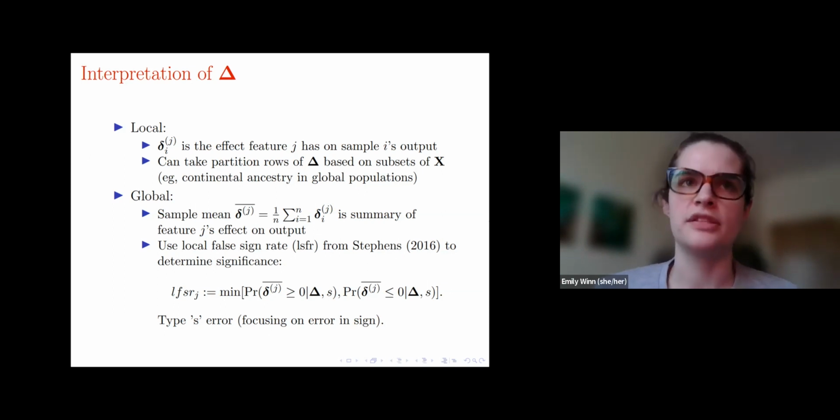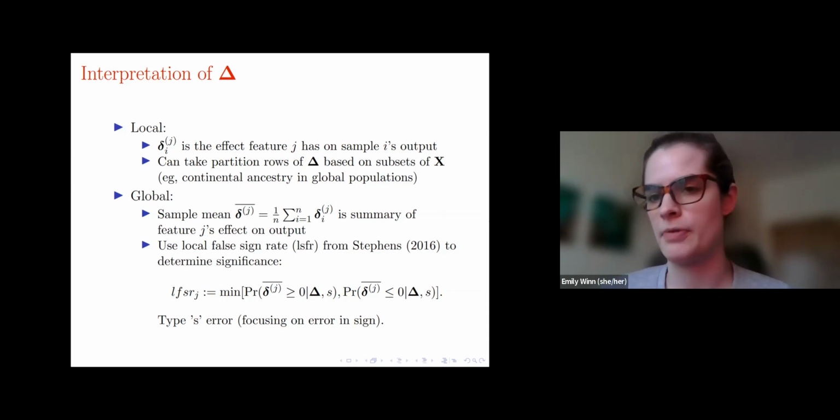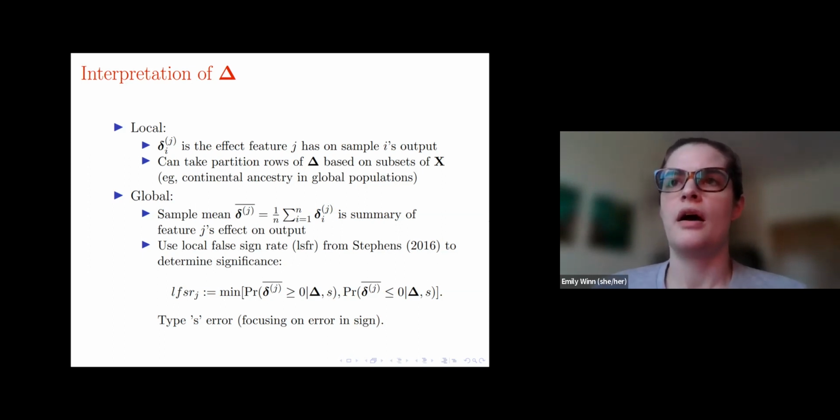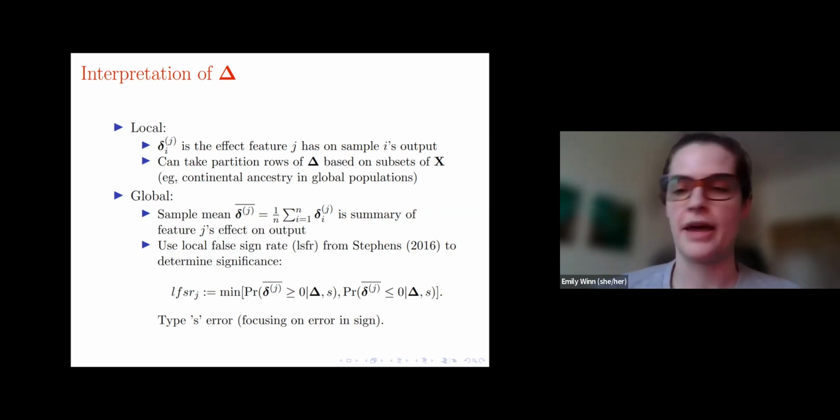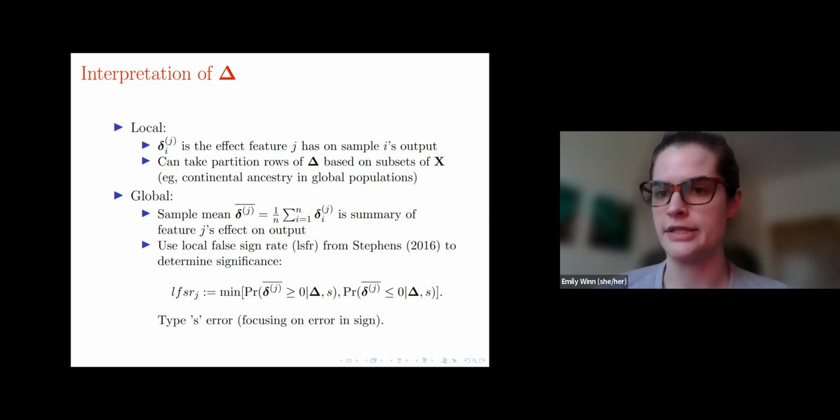And then in terms of hypothesis testing, what we can do instead of your typical p-value, which has its own flaws, is use what's called a local false sign rate, which was used first in Stephens in 2016 to determine significance. So this is just the minimum of the probability that the mean of delta J is greater than 0 versus the probability that delta J is less than 0. And so this is what's called a type S error. It's focusing on the error in sign of the deltas.